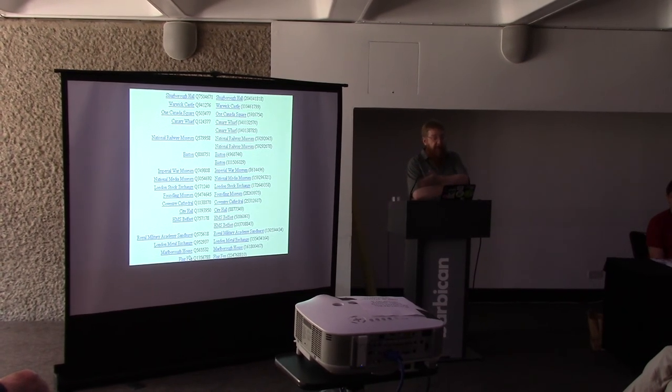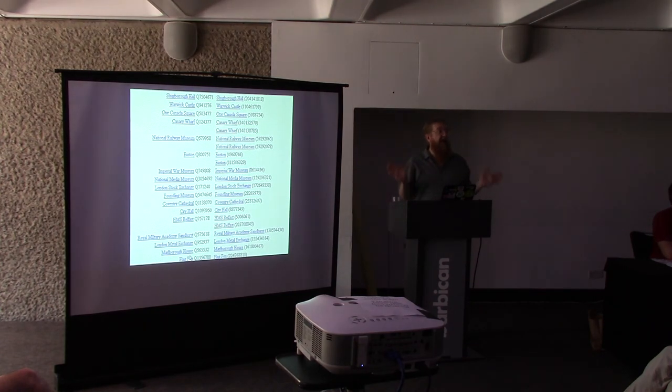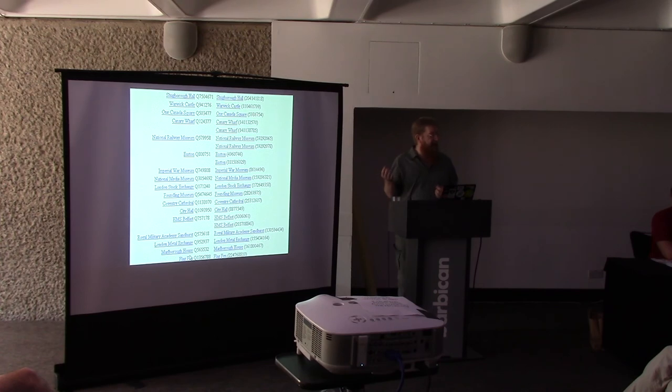Down the left-hand side are Wikidata entries, and down the right-hand side are OpenStreetMap entries. And most of them have a one-to-one relationship, so we can confidently tag those and say that Warwick Castle in Wikidata and Warwick Castle in OpenStreetMap are the same thing, because there's nothing else they could be. There's nothing else in the vicinity called Warwick Castle. But for some of these, for the National Railway Museum, for HMS Belfast and so on, OpenStreetMap has two entities matching one in Wikidata, and we don't know why.